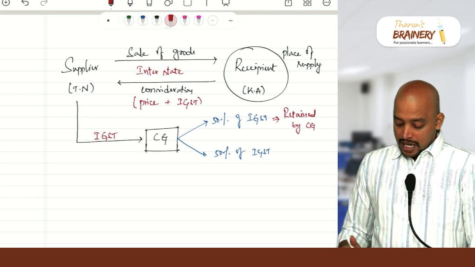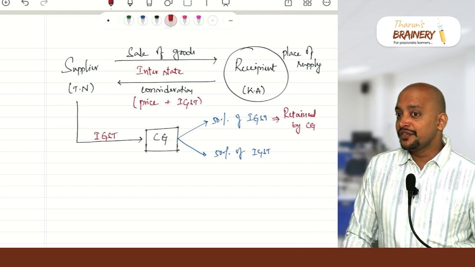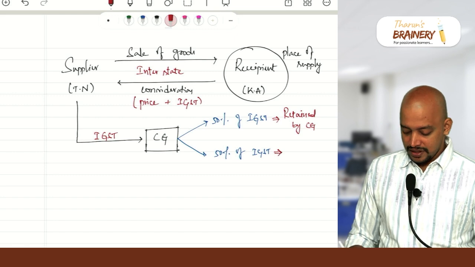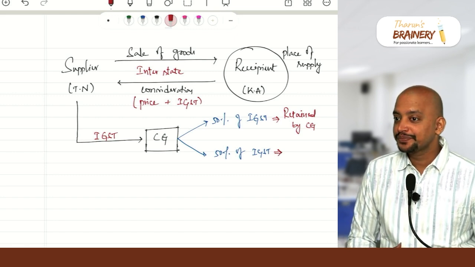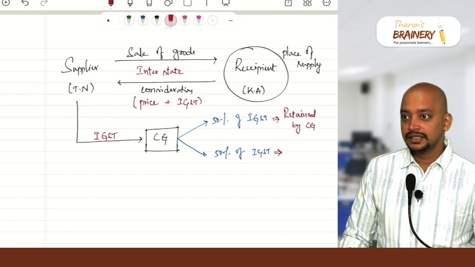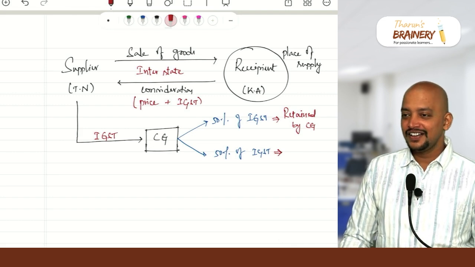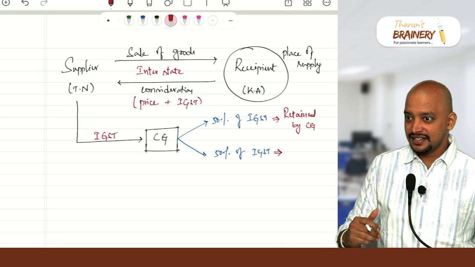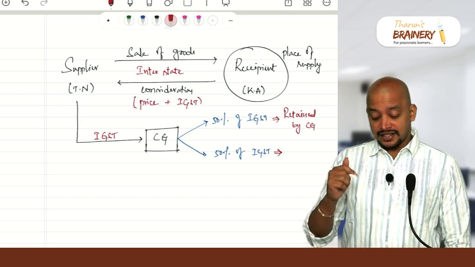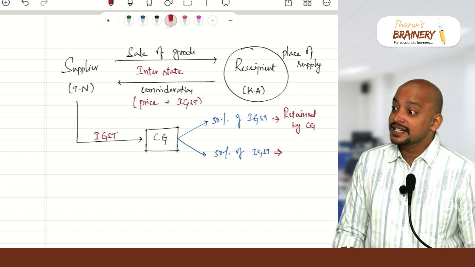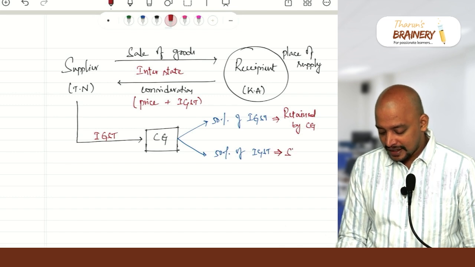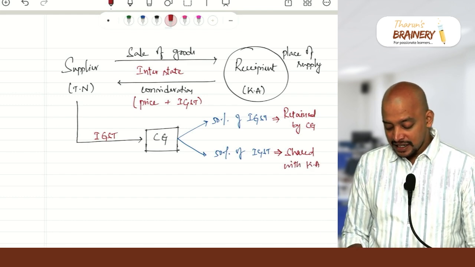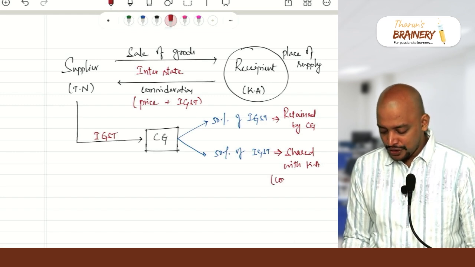Then, how many CGs we have? One, so no confusion. Then the remaining 50% of IGST will be given to the state government. So how many SGs we have? 2. To which SG? Tamil Nadu or Karnataka? Karnataka. Why? You are from Karnataka? Consuming state. So GST is a destination based consumption tax. Got it? Remember, GST is a destination based consumption tax. So it should be given to whom? Consuming state. What is the consuming state? Karnataka. Shared with Karnataka, because Karnataka is the consuming state.